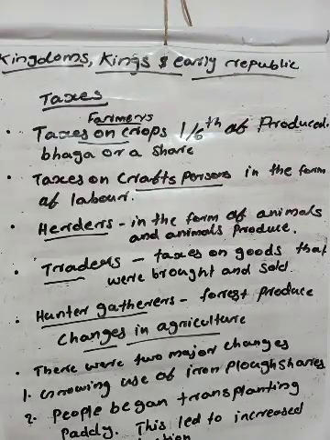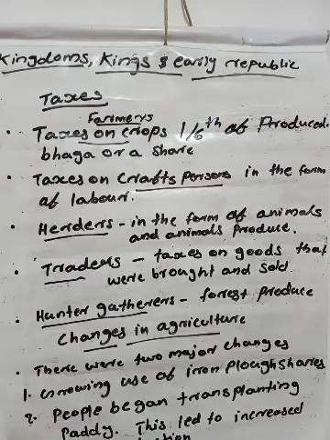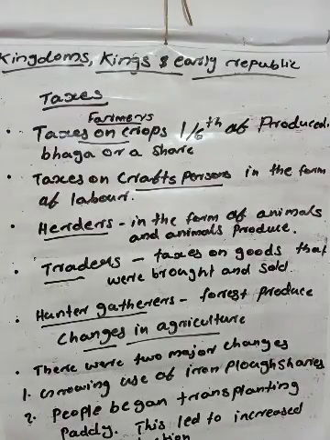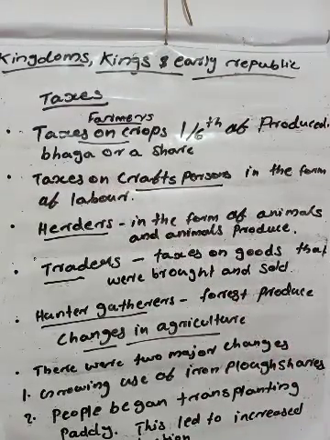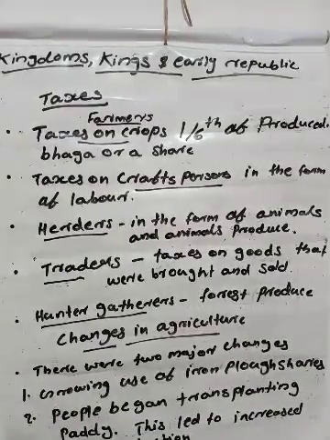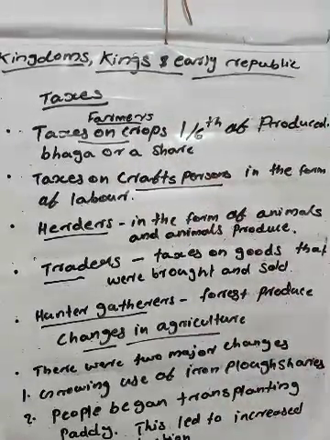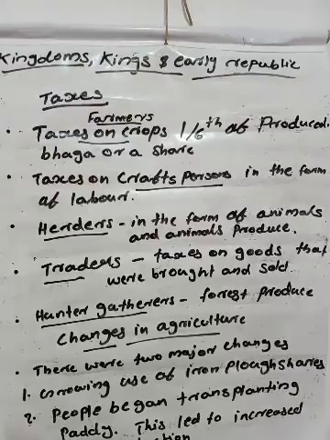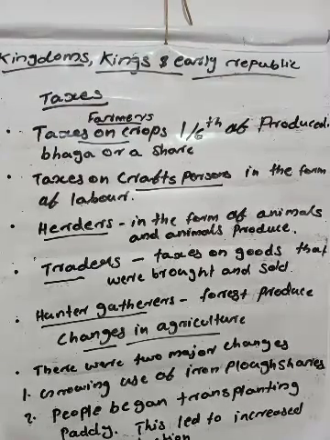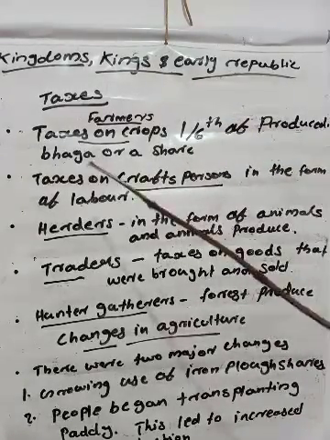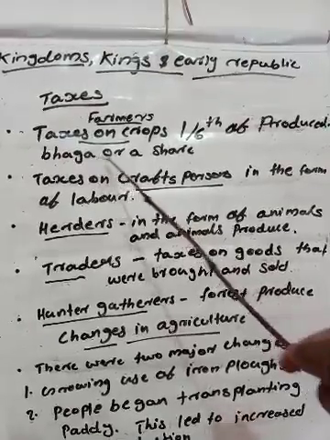For example, they had to pay fixed taxes, that is, one-sixth of the produce. One-sixth of the produce they had to pay to the king. This was also known as Baga, or share. So the first important tax was the tax on crops, paid by farmers, because at that time most of the people were farmers. One-sixth of the produce they had to submit to the kings.